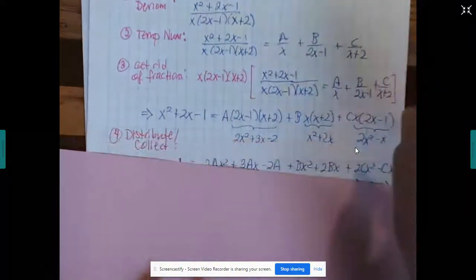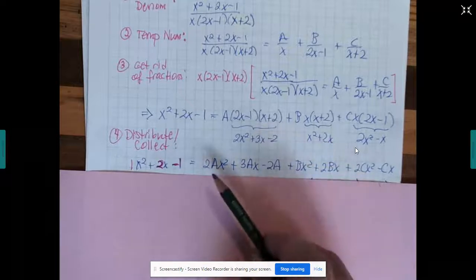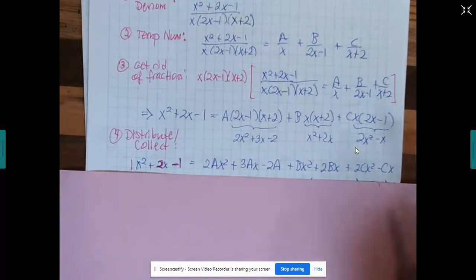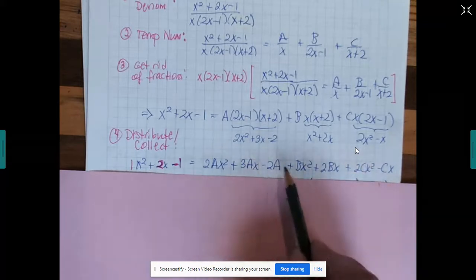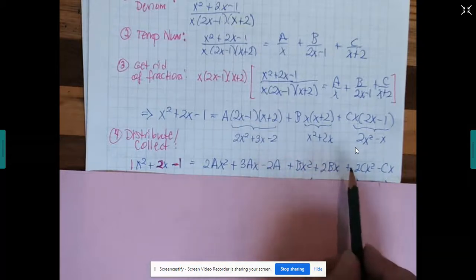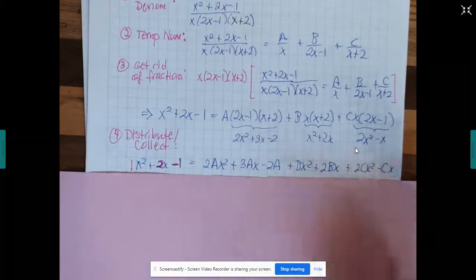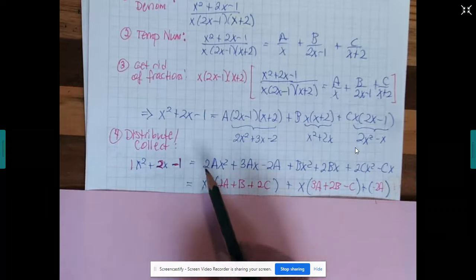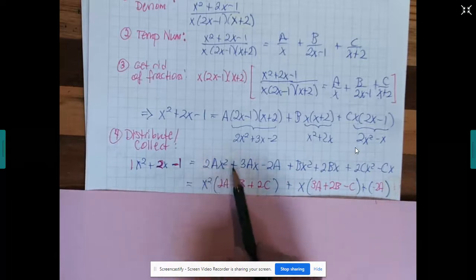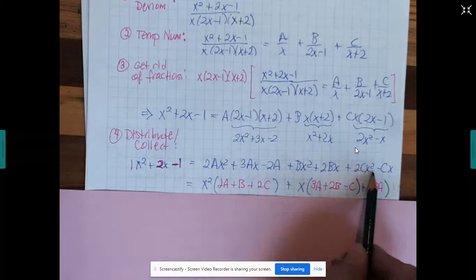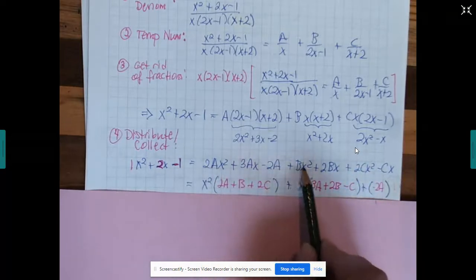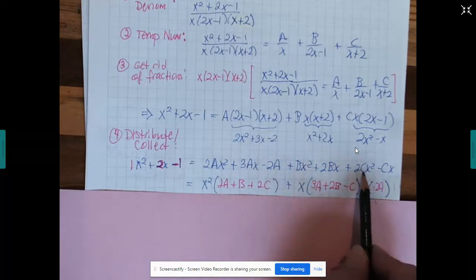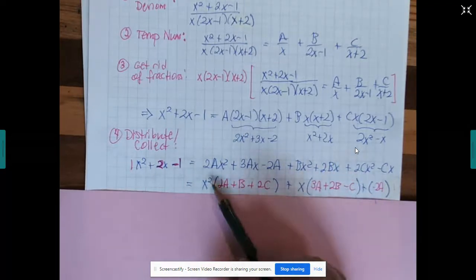Okay. Now you can distribute that a, right, this big giant distribution. Now collecting all the x squareds together, all the x's together, and then all the constant terms together. That's it, I think, right there. Yes. So if you collect all of the x squareds together and you factor out the x squared, you're left with 2a plus b plus 2c, okay, times that x squared.